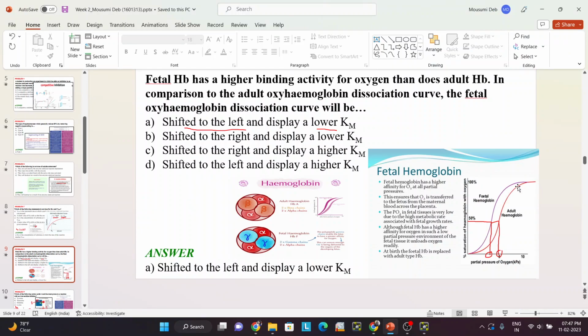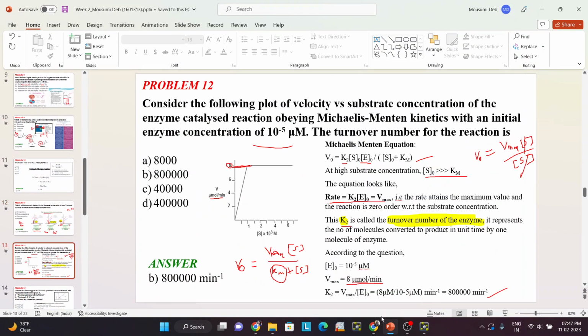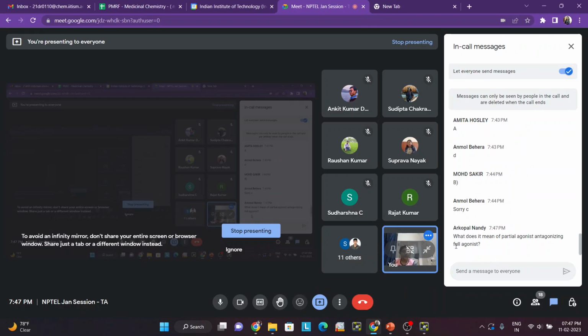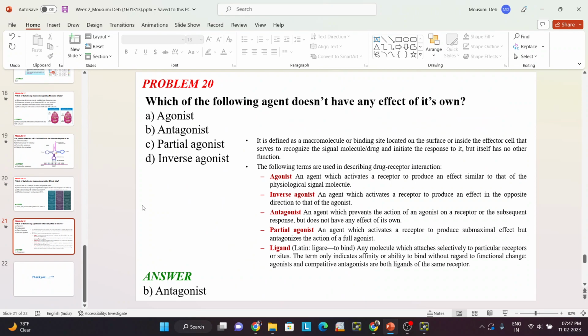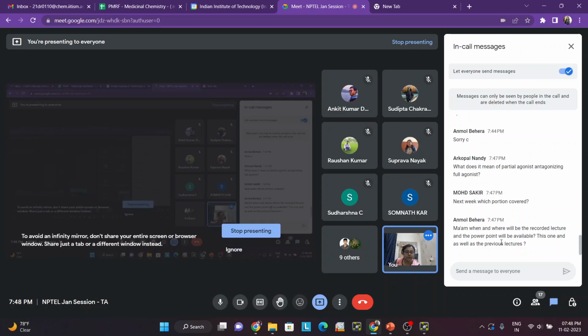And anyway, there was some internet disruption, so for that I will share this PPT. The meaning of the partial agonist antagonizing a full agonist is that it will not let the agonist have its full value. It will not let the agonist produce its effect beyond a certain range. The full effect the agonist produces will not be produced by the partial agonist; it will be to a certain amount.